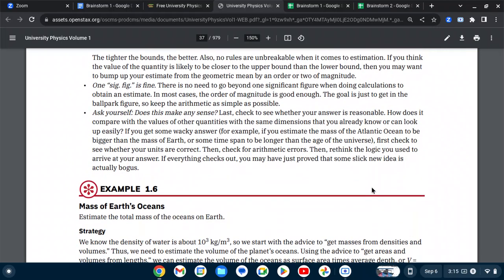Also, no rules are unbreakable when it comes to estimation. If you think the value of the quantity is likely to be closer to the upper bounds than the lower bounds, then you may want to bump up your estimate from the geometric mean by an order or two of magnitude. One significant figure is fine. There is no need to go beyond one significant figure when doing calculations to obtain an estimate. In most cases, the order of magnitude is good enough. The goal is just to get in the ballpark figure, so keep the arithmetic as simple as possible.